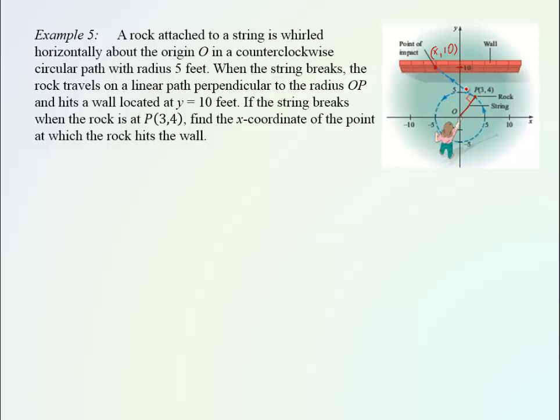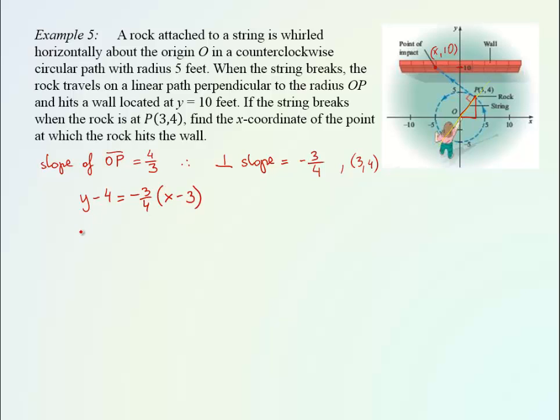Well, we need the slope, but it's perpendicular to this particular line. So what's the slope of OP? Well, this slope is really rise over run. So it's 4/3. The slope is 4/3. Therefore, the perpendicular slope equals the negative reciprocal, so -3/4. So now we have a slope, and we also have a point that the line must go through. It's the point (3, 4). So now we can start writing our equation. y minus y coordinate equals your slope, -3/4, times x minus x coordinate. Let's simplify this.